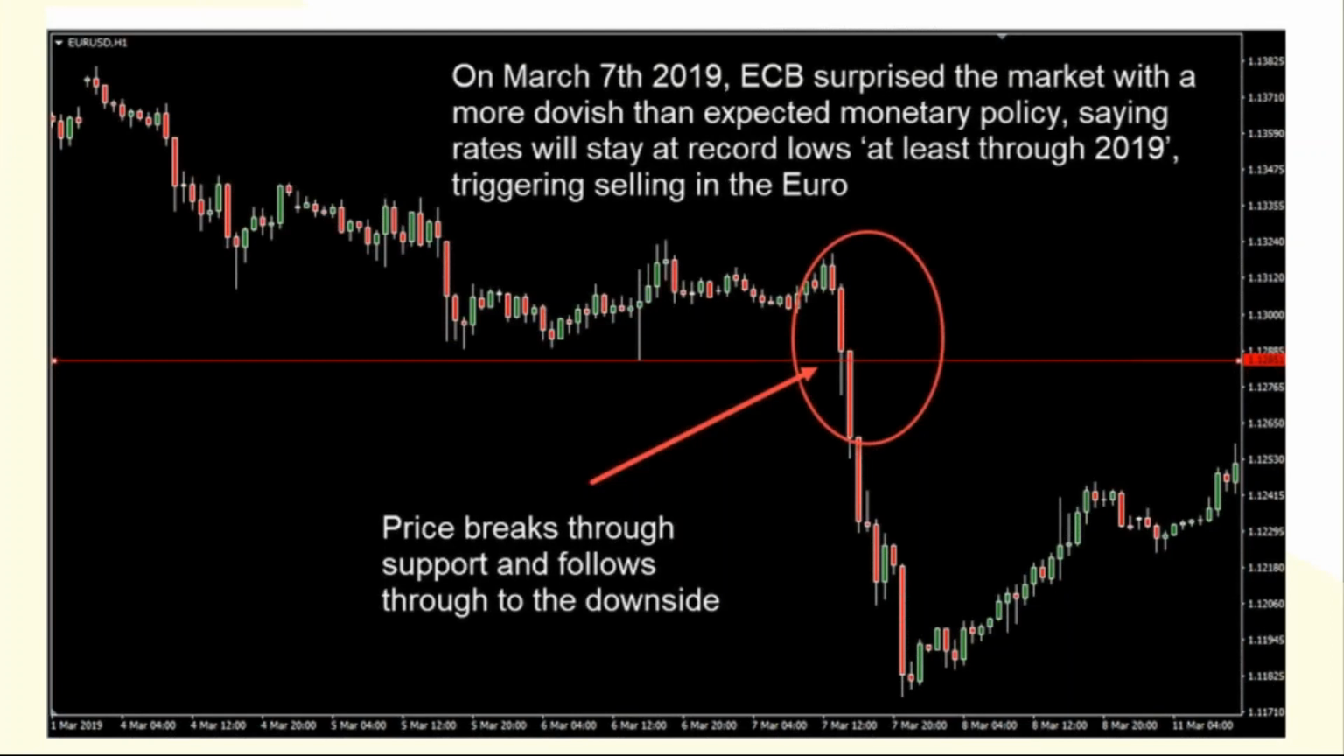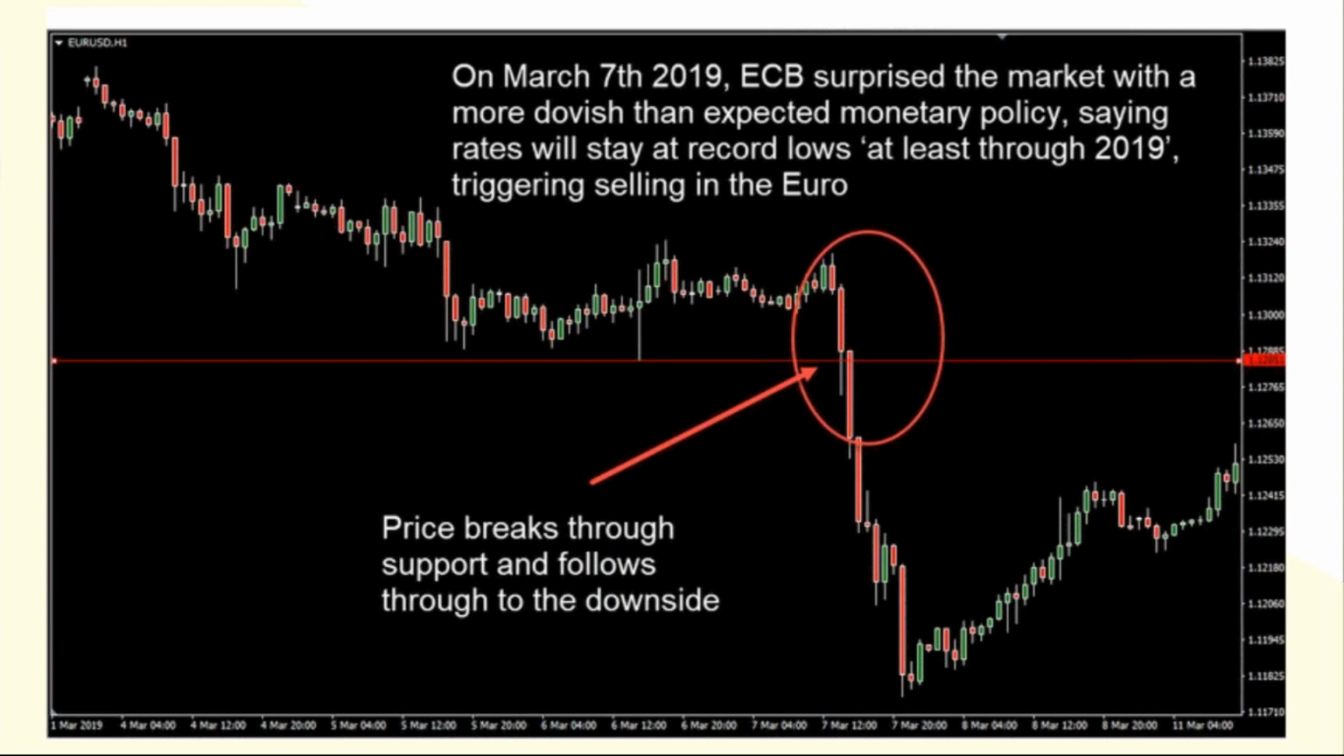Going back and looking at the prior data this year, there was an instance that stood out to me in March when the ECB surprised the market with a more dovish than expected monetary policy. The ECB basically said that rates are going to stay at record lows at least through 2019, and this statement triggered selling in the euro. We're looking at the Euro-USD hourly chart here. We can see March 7th here on the hourly chart, and we can see the sell-off that was triggered by the economic release, the ECB news.